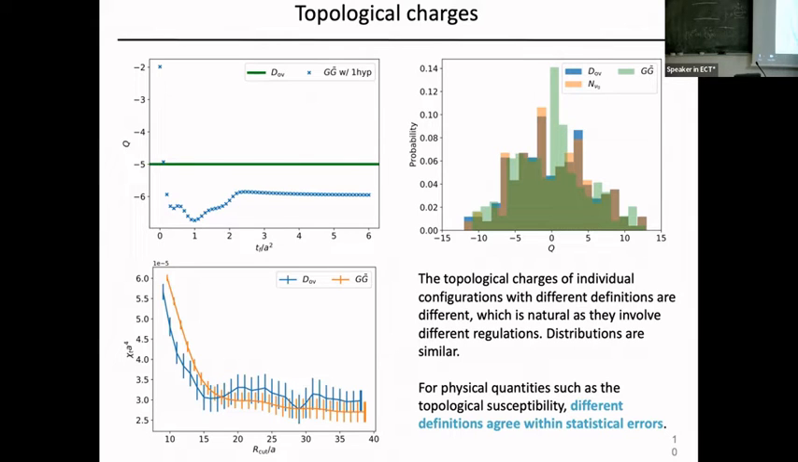I'll just show that somehow within the earlier statistics. This is a lower statistics calculation, and we don't see much of a difference. But with the higher statistics, there's a slight difference. Those are topological susceptibilities from the two different definitions. They seem to agree. Given the statistics, they agree. But I'll show you some of our new results.